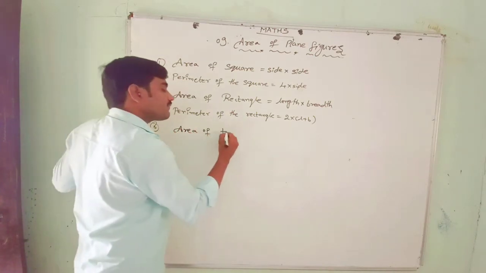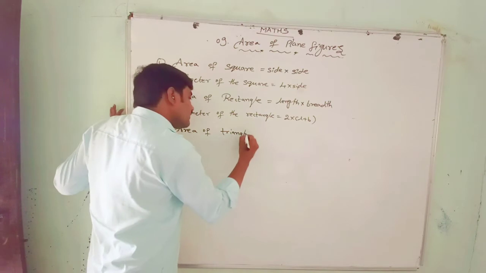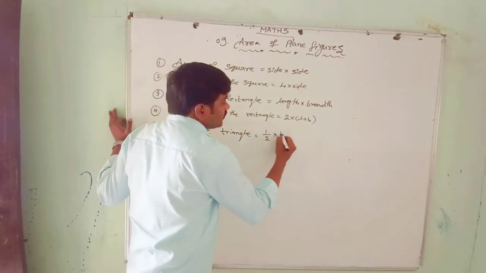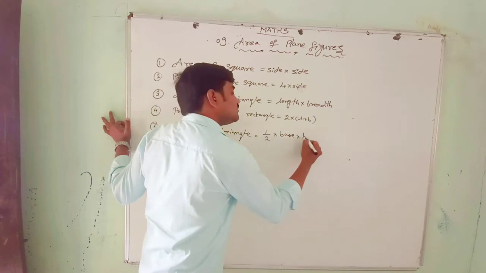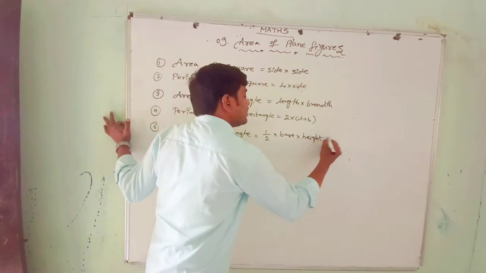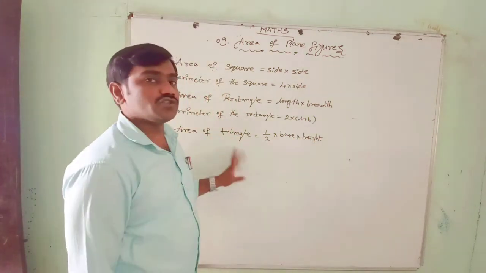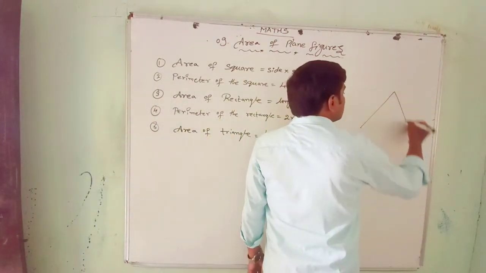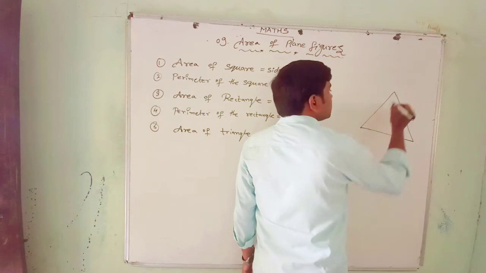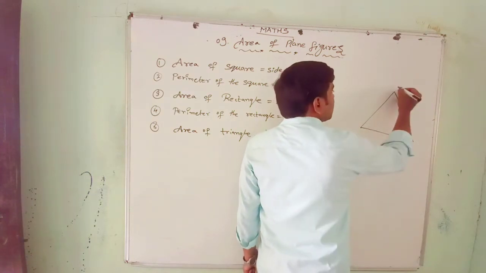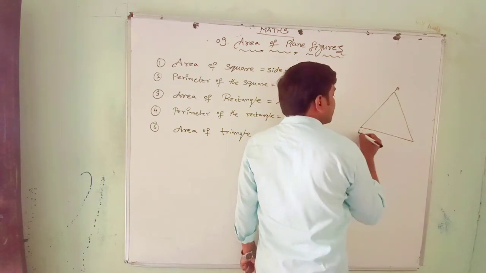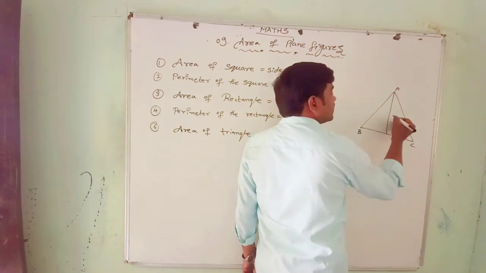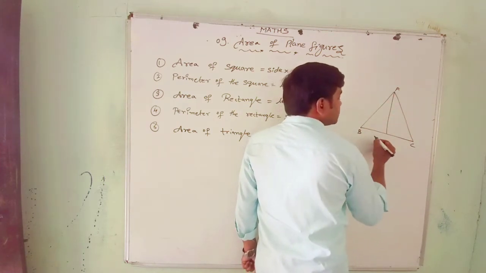Area of triangle. The area of triangle formula is 1 by 2 into base into height. What is a triangle? As you know, a simple closed figure which is bounded by 3 line segments is known as a triangle. Suppose here ABC is a triangle and this is the height of the triangle, H. So it will be a base.